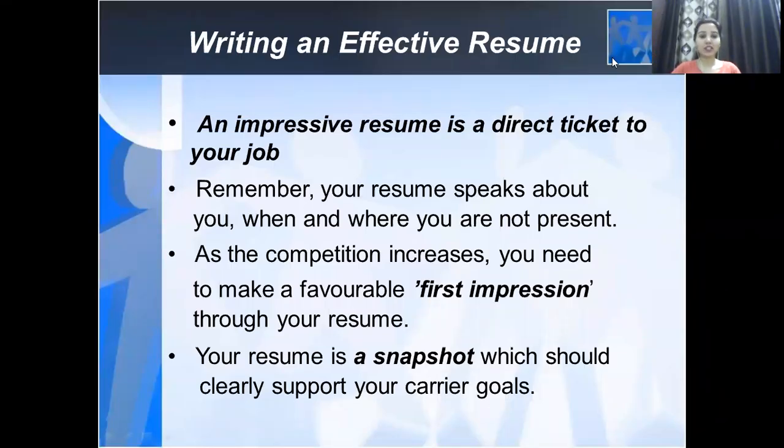So we were discussing how we can write an effective resume, and we just started with the basics of what a resume is and what the difference is between resume, CV and biodata. And today we'll discuss what you should focus on and what things you need to include in your resume or in your CV. So let's get started.